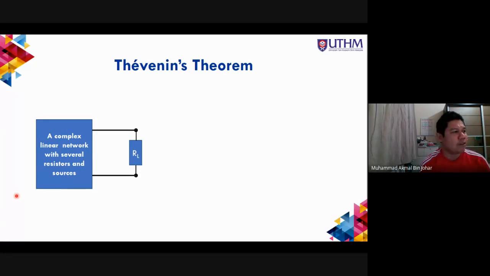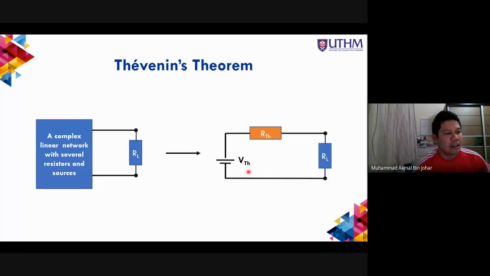So basically, what is Thevenin theorems? The theorem that helps you to simplify your circuit. You can imagine that you have a complex linear network with several resistors and independent sources inside, and then we have a load resistance inside the circuit. What this theorem does is help you replace all this complex circuit with just a Thevenin voltage and also a Thevenin resistance value. So what we are doing is reducing the equivalent circuit into just one independent voltage source and one resistance value, what we call the Thevenin resistance.